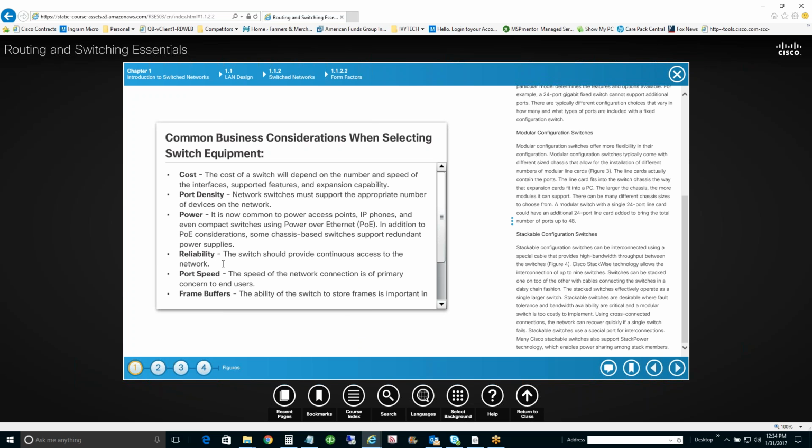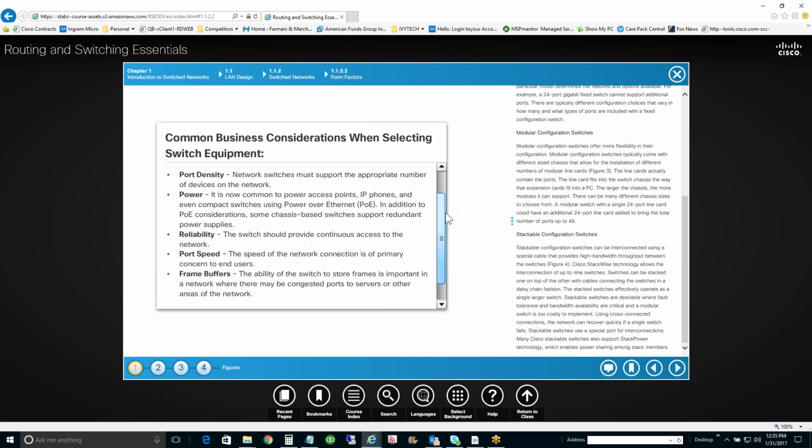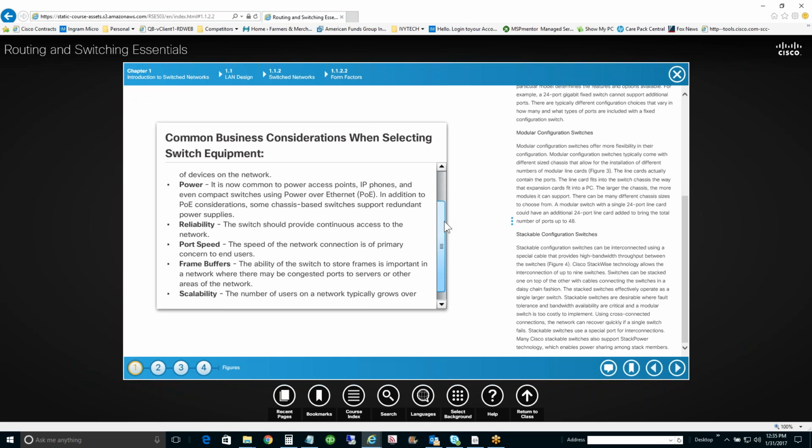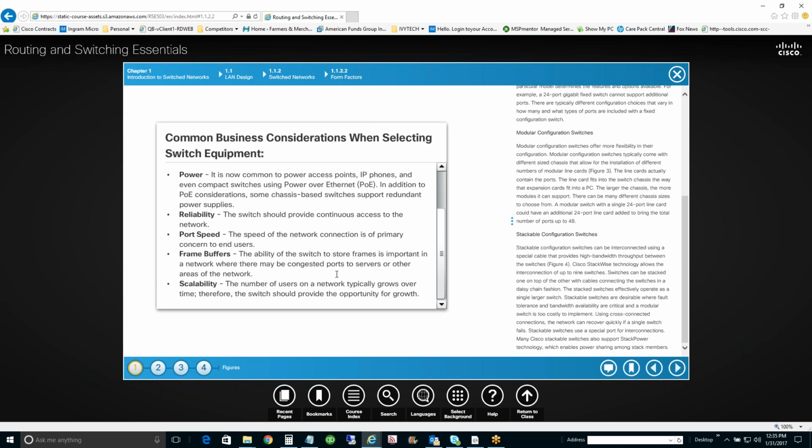Port speed, the speed of the network connection, is a primary concern for end users. So if you've got heavy users and you're using 100 megabit switches, then you maybe need to look at a faster switch in terms of port speed to handle the volume of traffic and avoid bottlenecks. Frame buffers are also important. A switch that supports frame buffers is important in a network where there may be congested ports and servers or other areas of the network.